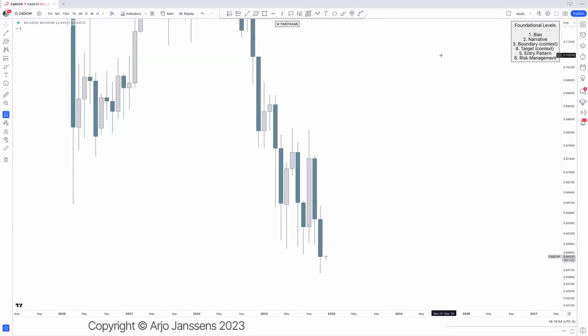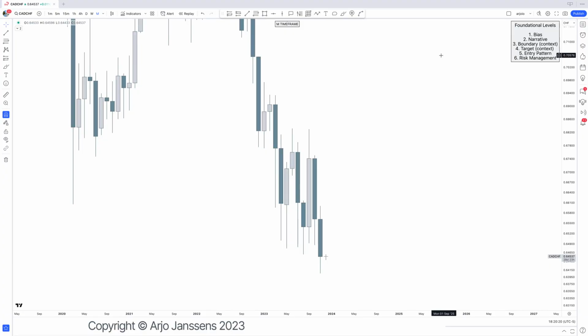All right, perfect. So first of all, let's quickly recap the previous video before we move on to this video. In the previous video, we talked about targets. Why is that important again? That is the fourth foundational level in the top right that we need to understand. The fourth foundational level is target. That is the target of the context that you are trading.